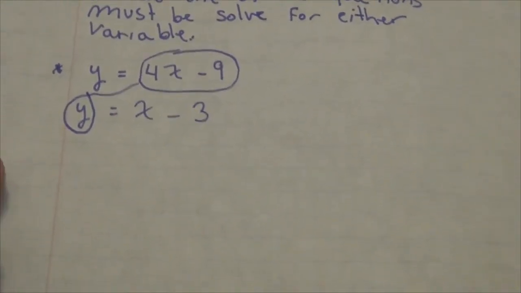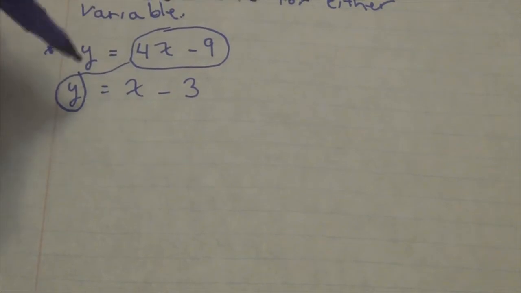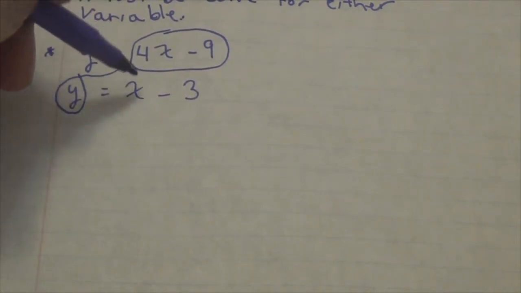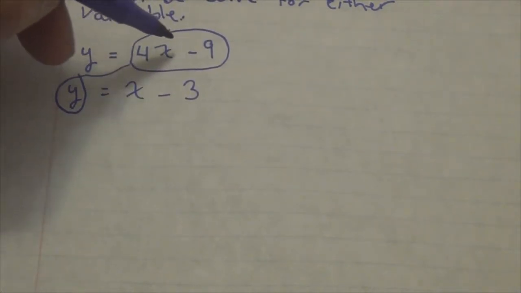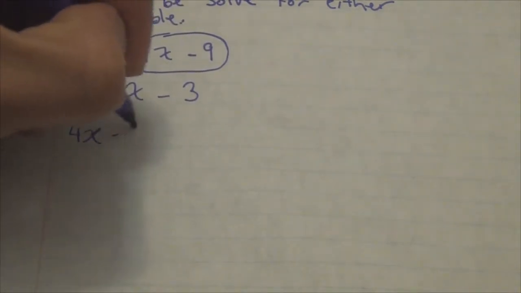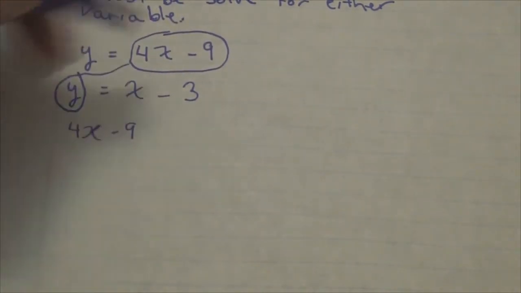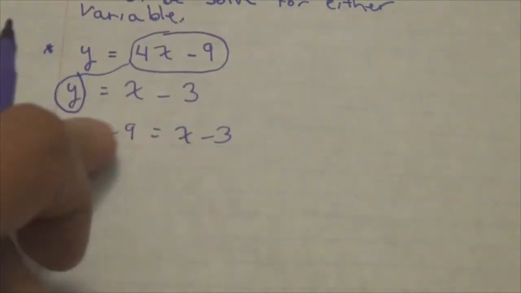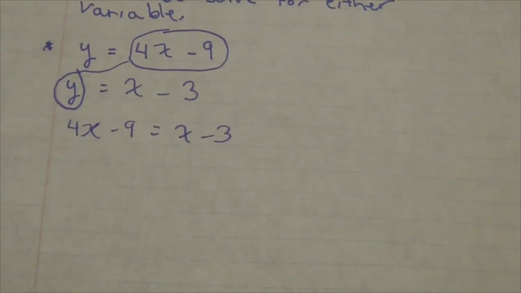All right then. So now, let us substitute. So what is y again? Instead of saying x minus 3, you're going to say 4x minus 9. So look, 4x minus 9 equals, and then x minus 3. In other words, you're setting both equations equal to each other. That's basically what it is.